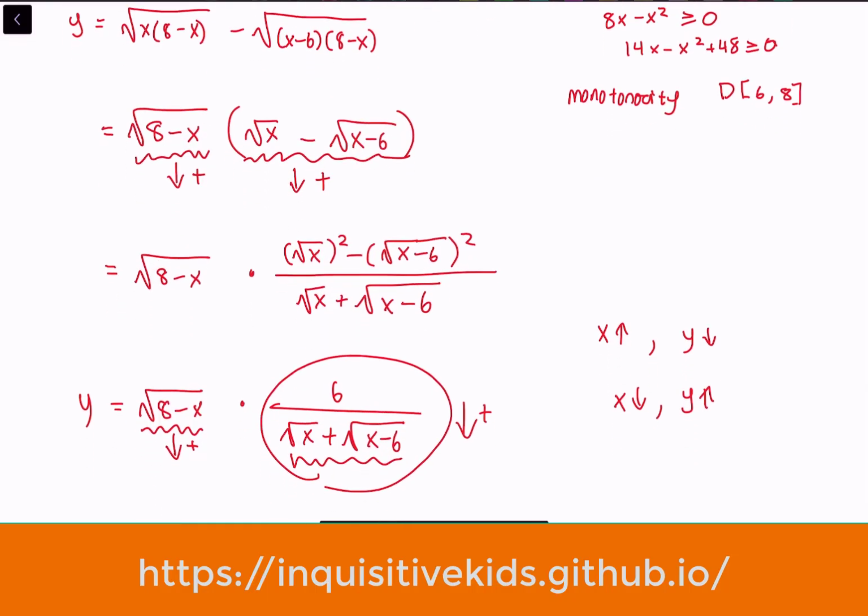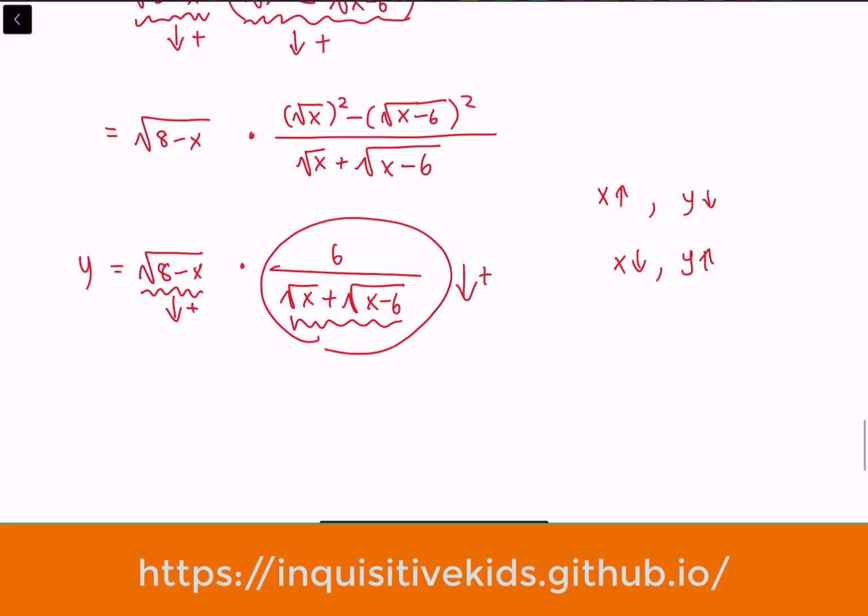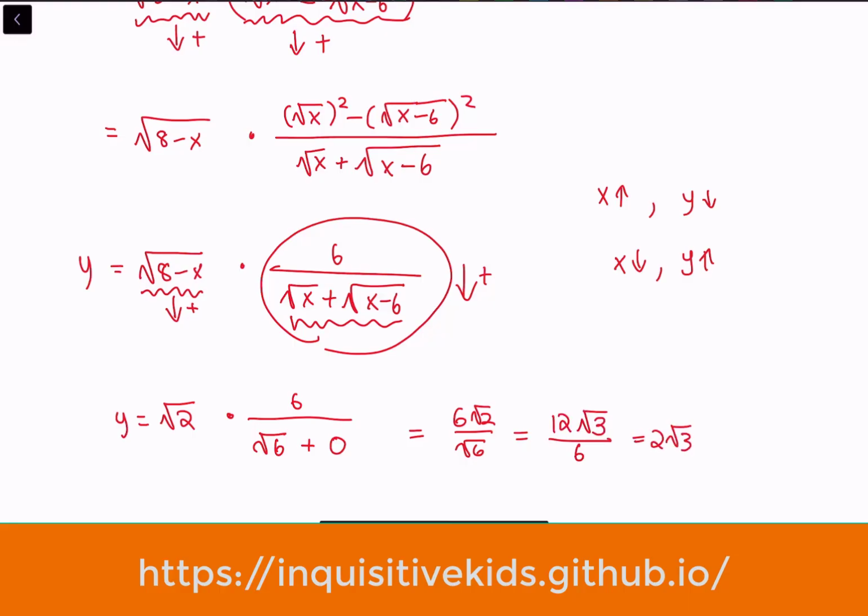Now let's substitute 6 into our function. y would be equal to the square root of 2 times 6 over the square root of 6 plus 0. This is equal to 6 times the square root of 2 over the square root of 6, which is equal to 2 times the square root of 3. So our answer is the maximum value of y is 2 times the square root of 3 when x equals 6.